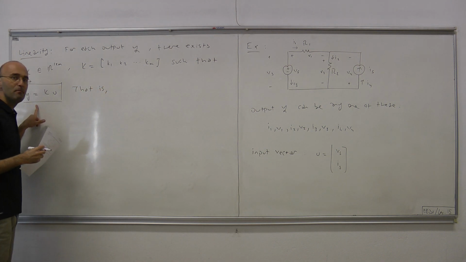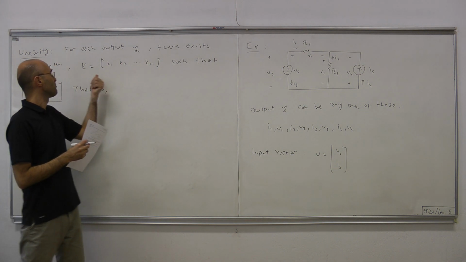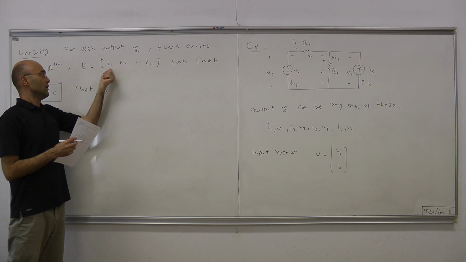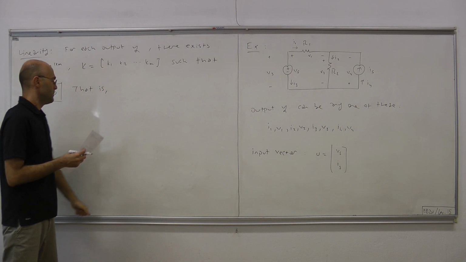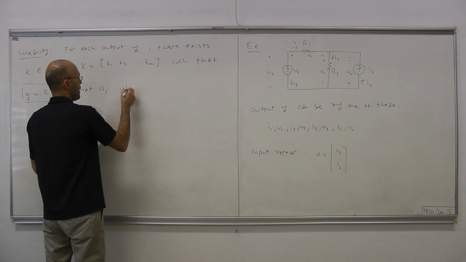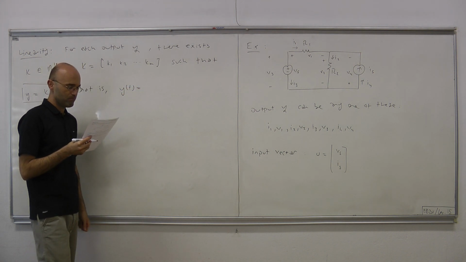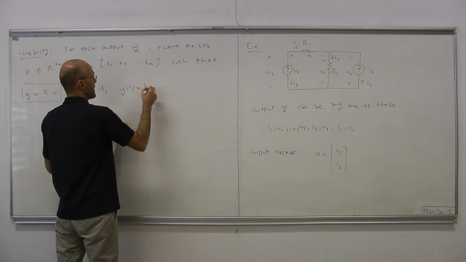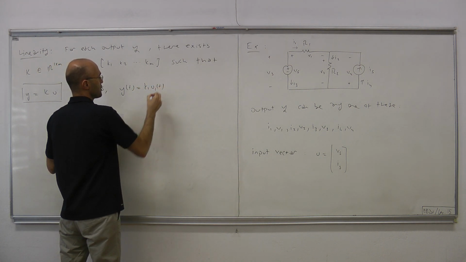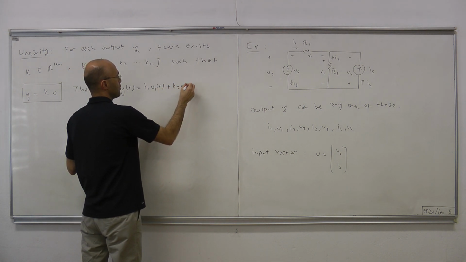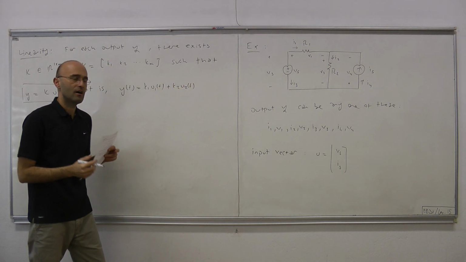If you write this matrix equation in its open form, remembering that the entries of K are lowercase k1, k2 up to kn, this reads y of t, that is, the value of the output at any time, equals k1 times the value of the first input at that time, plus k2 times the value of the second input at that time, and so on.